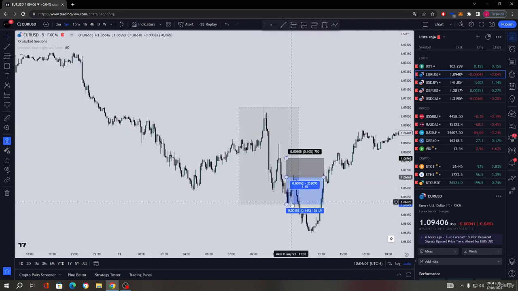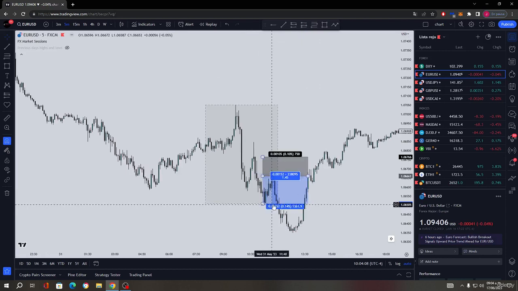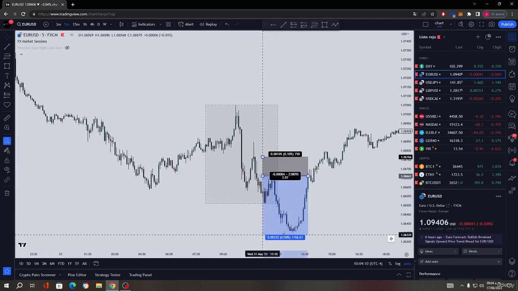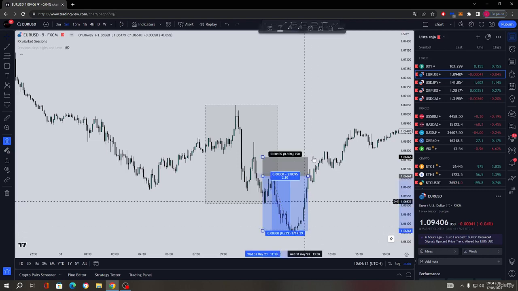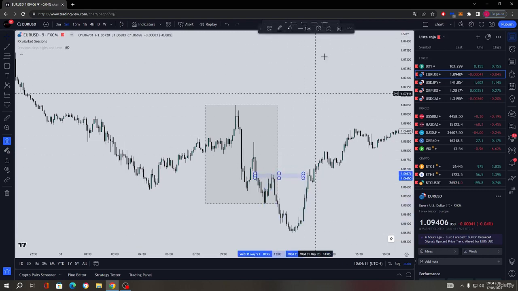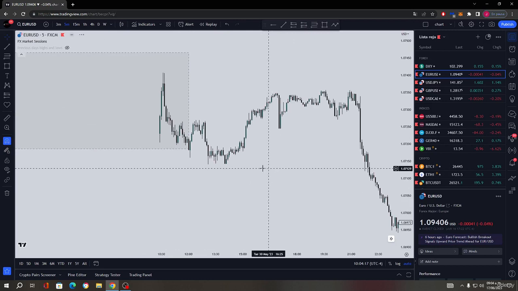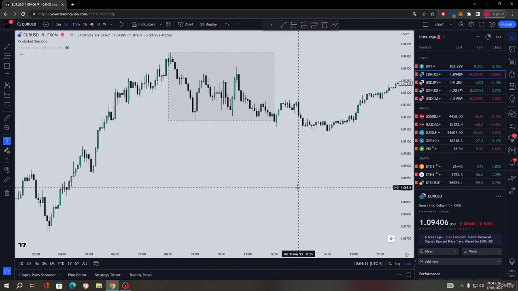And as you can see, well, it offered a really nice opportunity. And well, if you hold the trade a little bit more, it gives 286 risk reward. So that's pretty much everything about balanced price ranges.